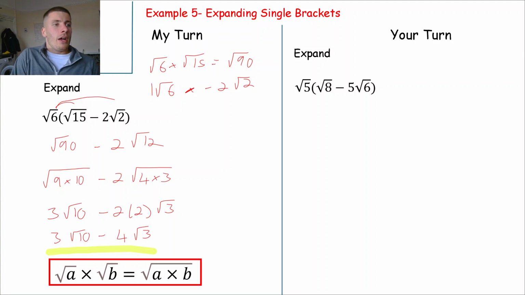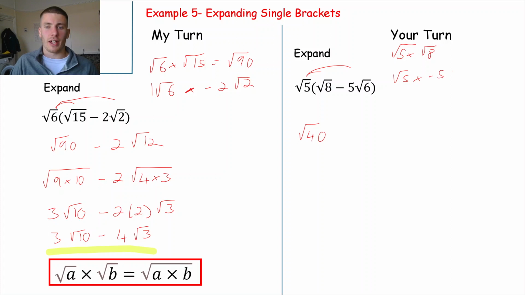Okay, good. This one, right, expand again. You can give this one a go and then I'll go through it. So hopefully you've had a go at this one. Let's go through it. Again, you want to expand out the bracket. So you want to do root 5 times by root 8 to begin with, which is going to be root 40. And then you've got root 5 times by negative 5 root 6. Again, you can't see it, there's a 1 there. 1 times by negative 5 is negative 5. Root 5 times by root 6 is root 30, so root 30 goes in there.